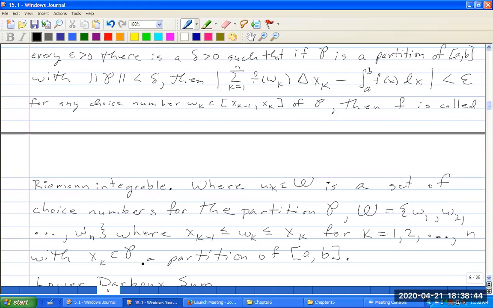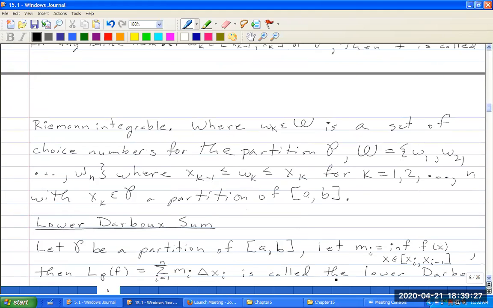Again, I'm just restating this, where W sub k is in this set of choice points for the partition P, and these choice points consist of these n numbers where the kth choice point is in between x sub k minus 1 and x sub k, and it could equal either of these two endpoints for k equaling 1 to n, where x sub k is in the partition of the interval a b.